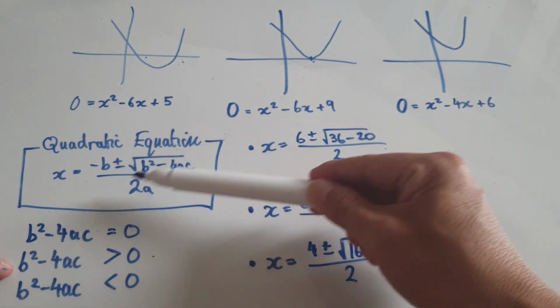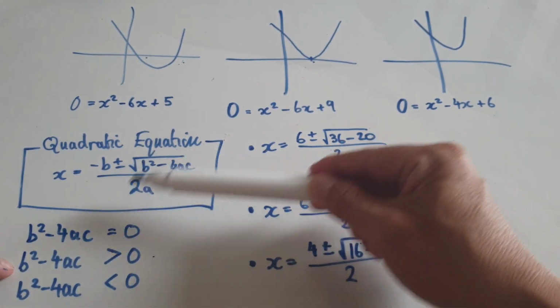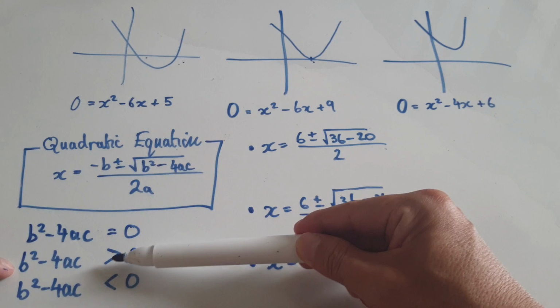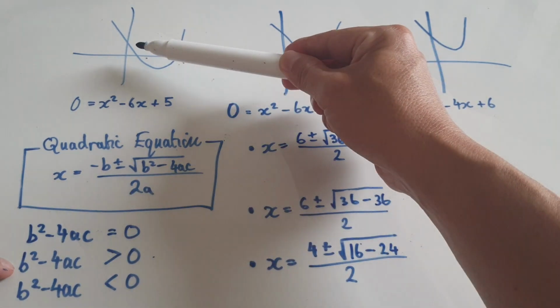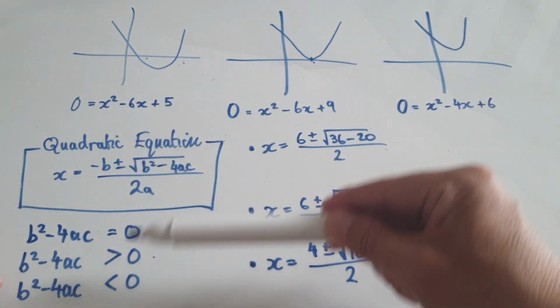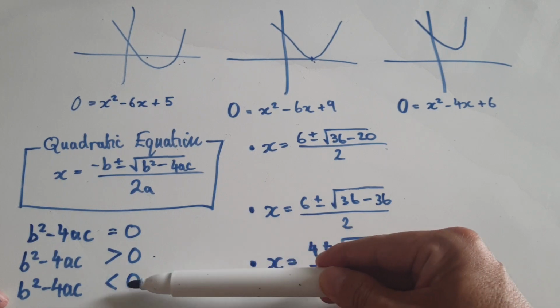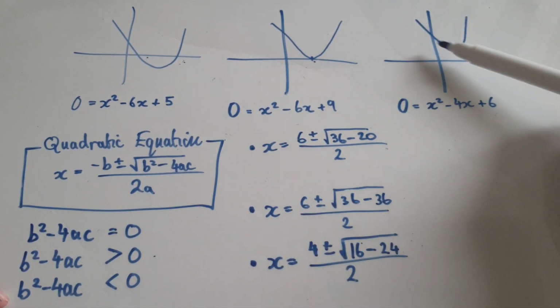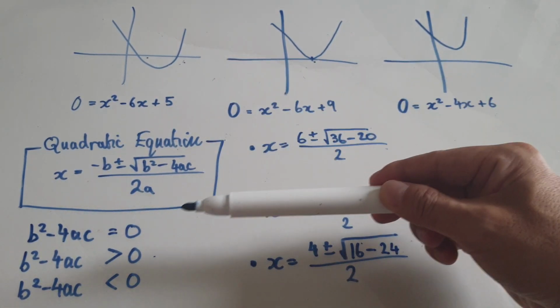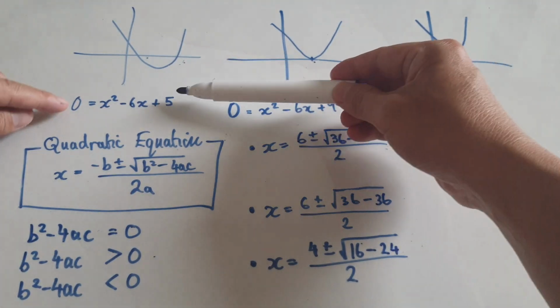If the determinant, which is the part inside the square root, is greater than 0, then you're going to get two solutions, 1, 2. And whenever it's less than 0, then you're going to get no solution. So we're going to try and understand why that's the case. So let's look at this here.